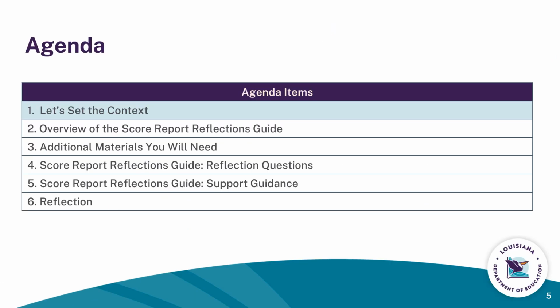Let's take a look at our agenda for this session. First, we will set the context by providing some framing information for the IAP, which was also shared in prior sessions. Then we will spend a few minutes orienting you to the Score Report Reflections Guide. We will also talk about some additional materials that you should have at hand. We will then walk through using the 2 main sections of the Score Report's Reflection Guide. Finally, we'll end with a brief reflection opportunity.